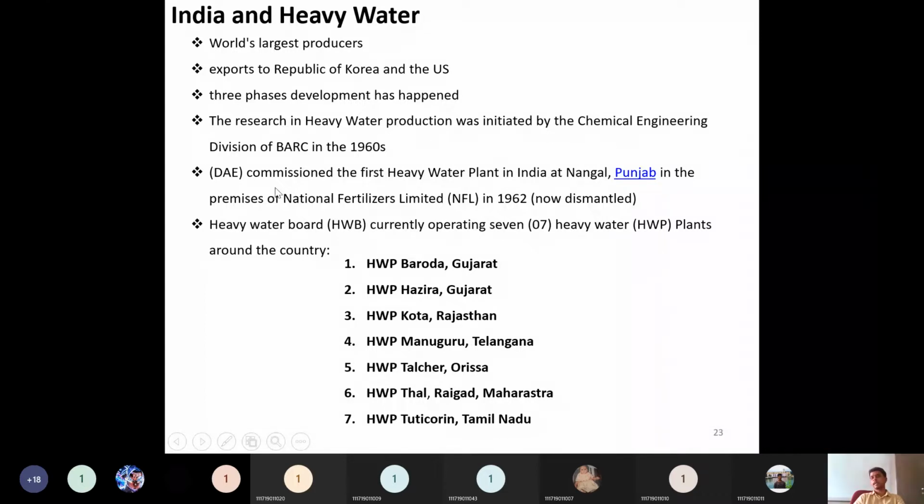Then the Department of Atomic Energy, DAE, commissioned the first heavy water plant in India at Nangal in Punjab, in the premises of National Fertilizers Limited, NFL. That plant has been dismantled and is not in operation now. But the first plant commissioned by the Department of Atomic Energy is the heavy water plant at Nangal, located in Punjab, in the premises of National Fertilizers Limited. NFL is still there, but the plant was dismantled in 1962.